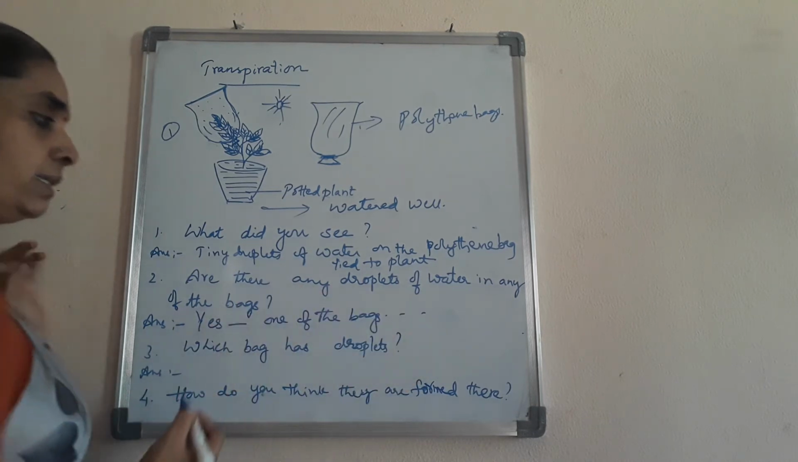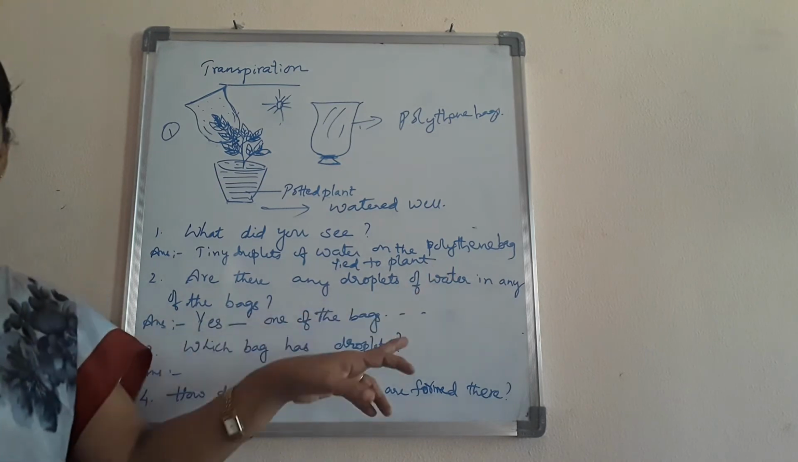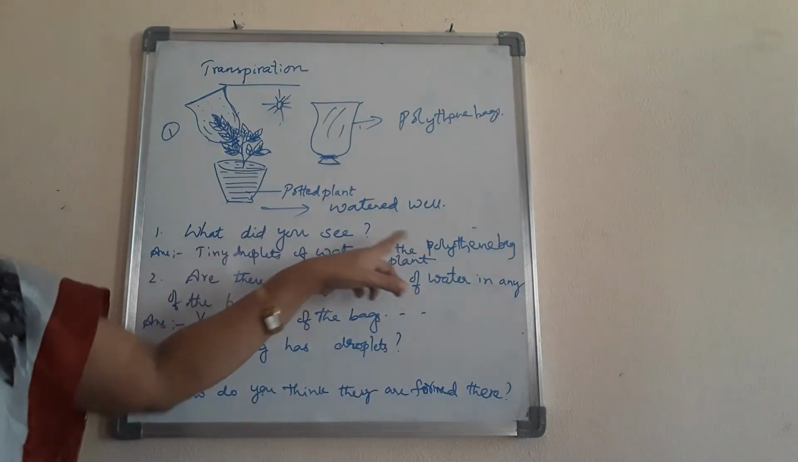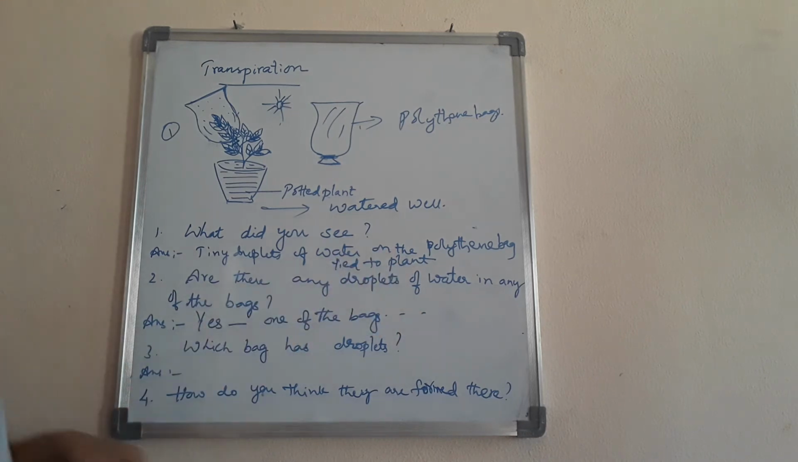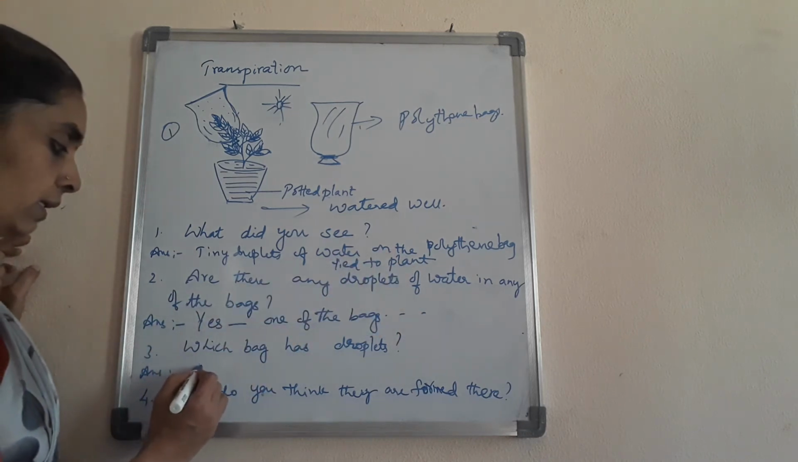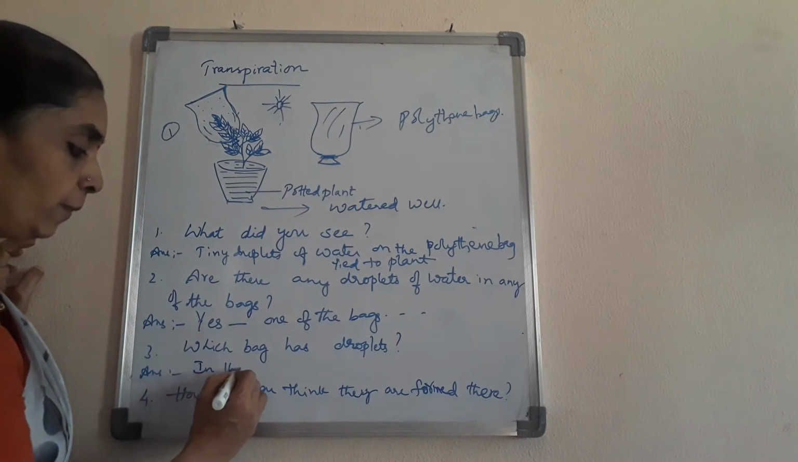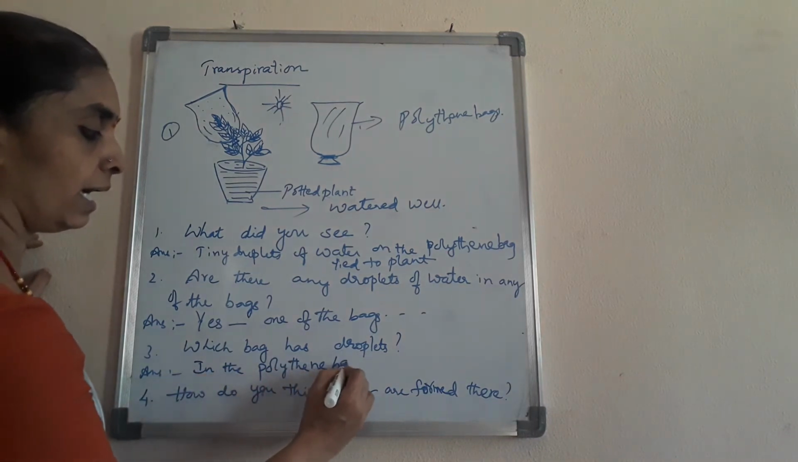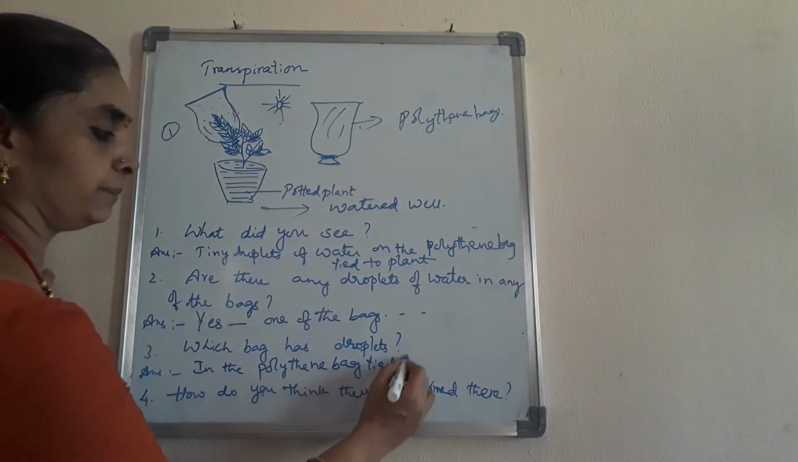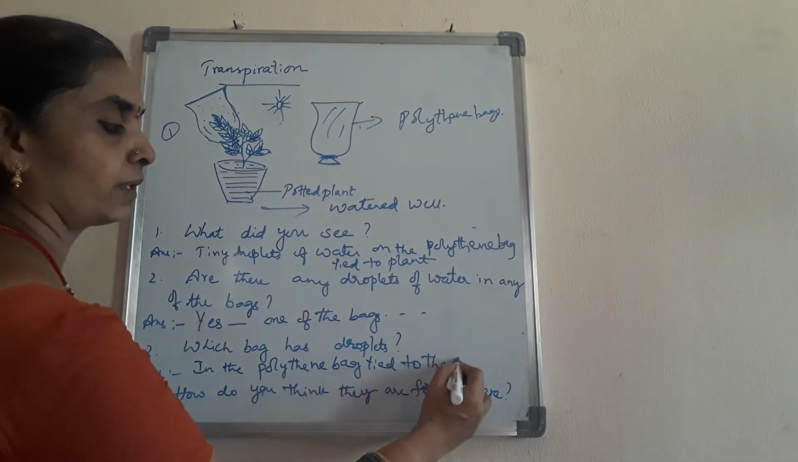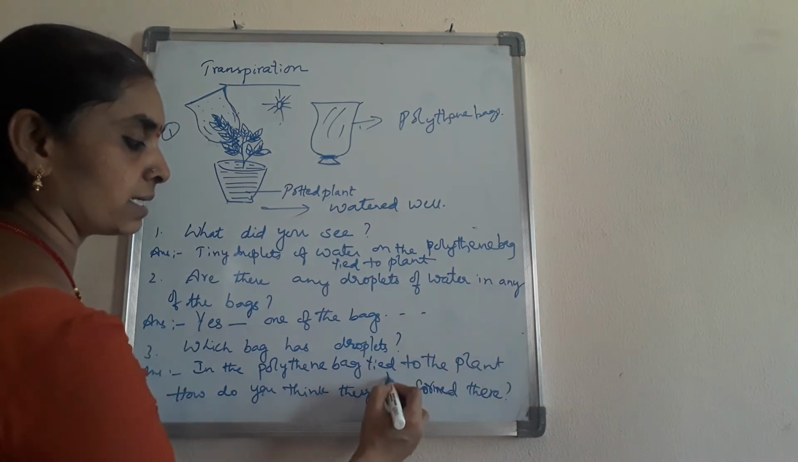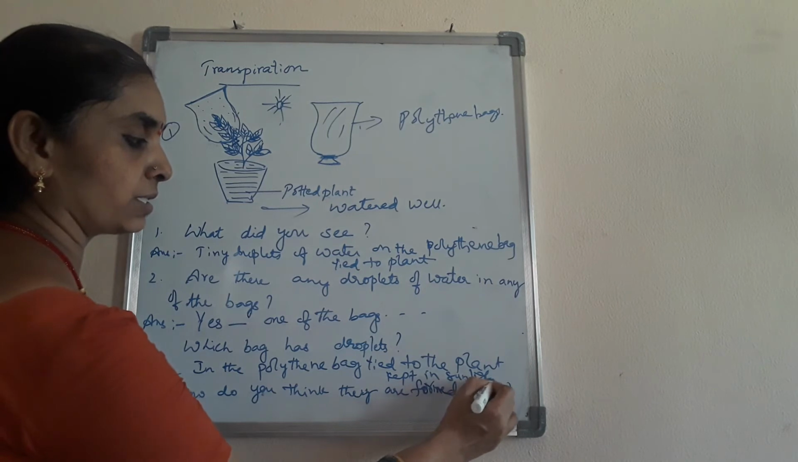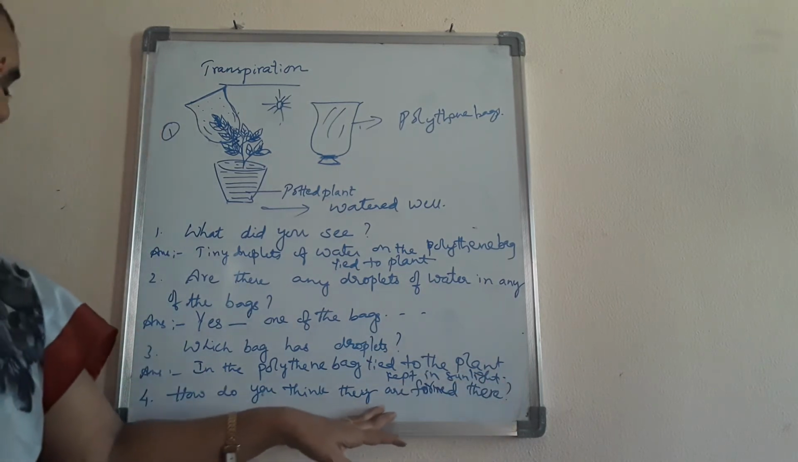You continue writing. There are droplets of water, isn't it? So which bag has droplets? Tiny droplets of water on the polythene bags tied to the plant. We'll write down: in the polythene bag tied to the plant, kept in sunlight, isn't it? Kept in sunlight. So how do you think they are formed there?